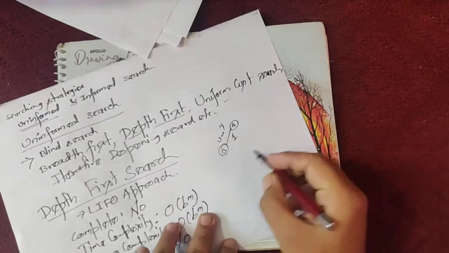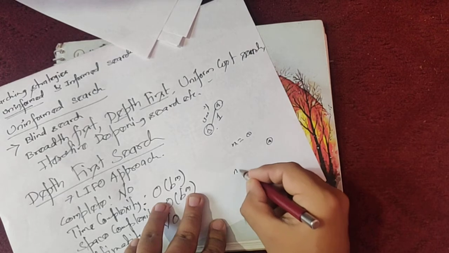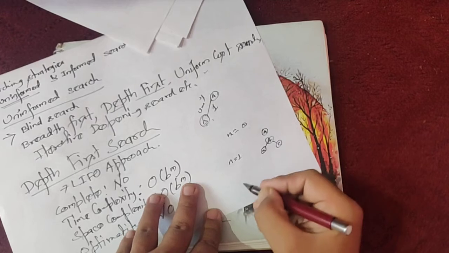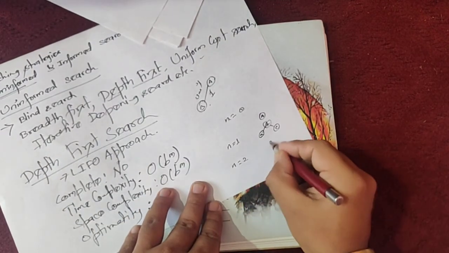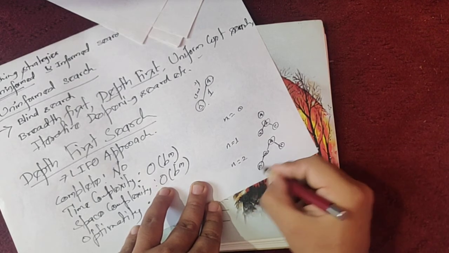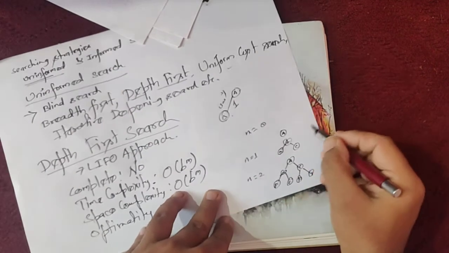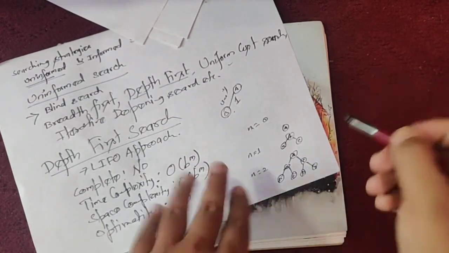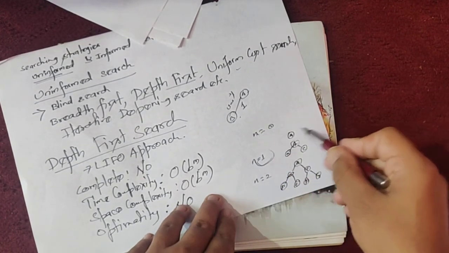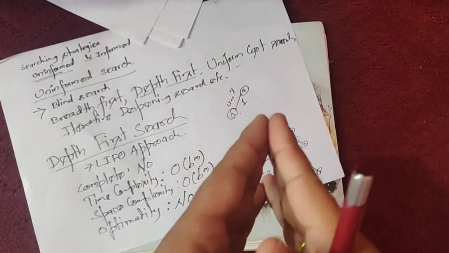When n equals 0, it moves only to the first root node. When n equals 1, it moves A to B, B to C. When n equals 2, it moves A, B, C, D, E, F, and G. Okay, it is iterative deepening. According to the number of levels, it calculates the path. Okay, in this way we have completed uninformed search.